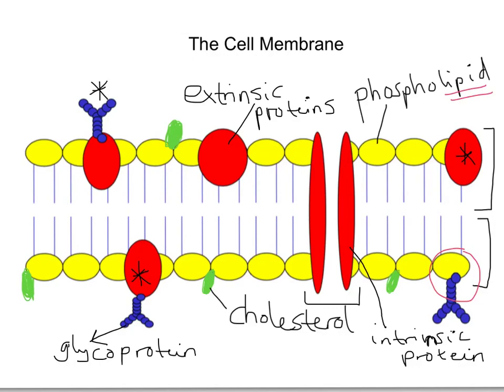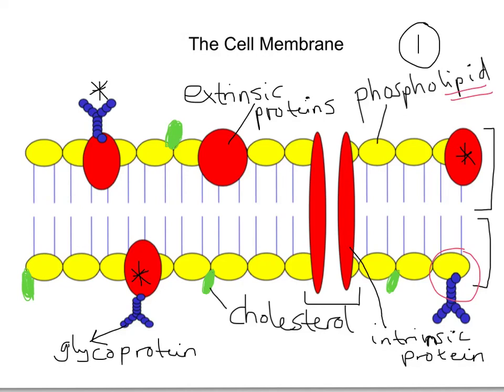So the phospholipid, let's start with the phospholipid, we'll go around. So structure 1, the phospholipid. Phospholipids allow lipid-soluble substances to enter and leave the cell. By lipid-soluble, that means it can dissolve within the lipid.